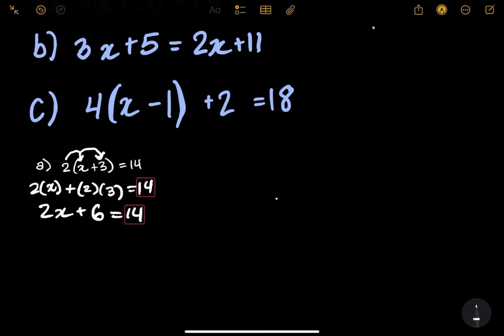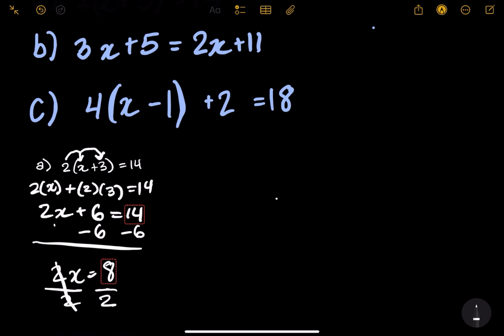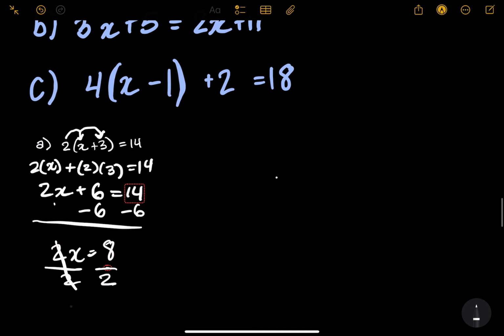Then you have to combine like terms. We don't have anything to combine. Now we have to move everything to one side. Everything is already on that one side, right? So then you have to isolate the variable term. So subtract 6 on both sides. 2x is equal to 8. Divide by 2 on both sides to isolate x. And then you get x is equal to 8 divided by 2, which is 4.